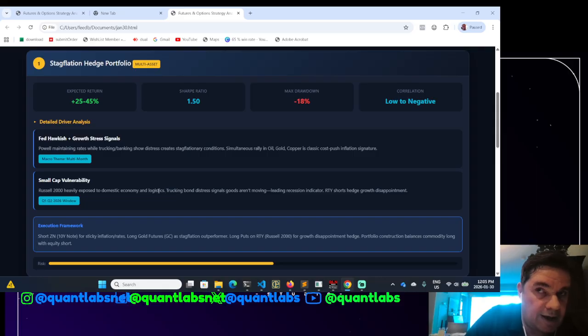This is an important one that I know, but most people don't hear about. So we always want to focus: we don't care about the current, we don't care about the past, what we care about is the future. This is the classic one on the economy. Trucking bond distress signals goods aren't moving, meaning the economy moving into the quarter next year, long term, everything's not moving, which means you now have a contracting economy.